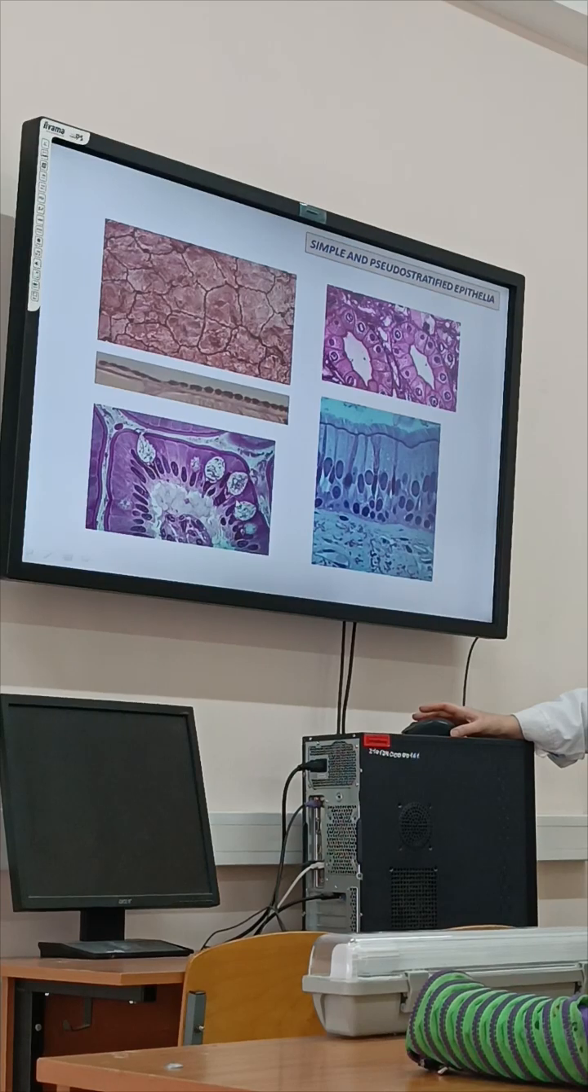Now I demonstrate for you different types of epithelium. For example, this is a cross section through the simple squamous. This is cuboidal epithelium, maybe from a gland, yes. This is kidney tubules. This is columnar epithelium because the cell shape is columnar, yes. And this, because we can see several rows of nuclei, is pseudostratified epithelium.